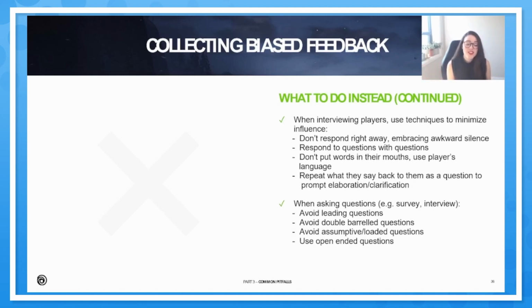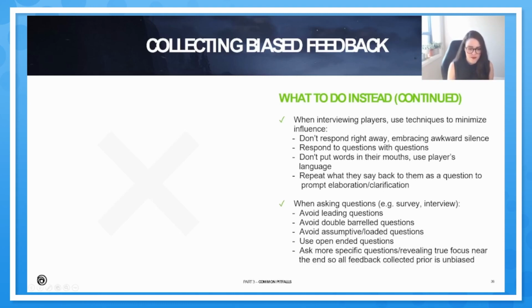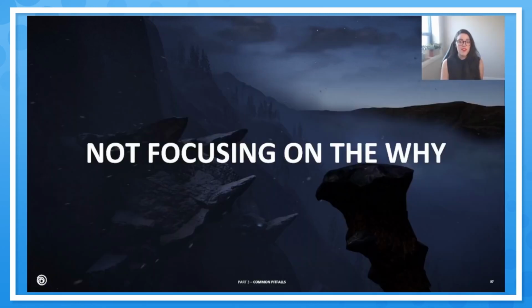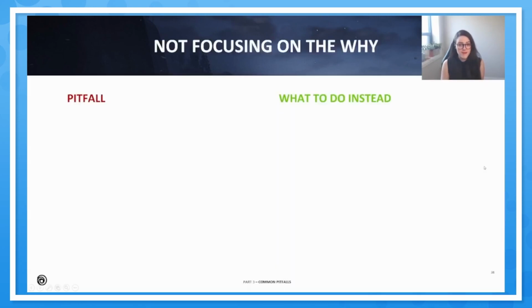And also try to lean towards using open-ended questions, because that doesn't box players into choosing from predefined answers, so there will be less bias. And lastly, if you have more specific questions, try to ask those after your more broad questions. And any questions that will tip off the players about what you are interested in learning and what your goals are, try to ask those later on in the session so that all the feedback you got before that point is not biased. Not focusing on the why.